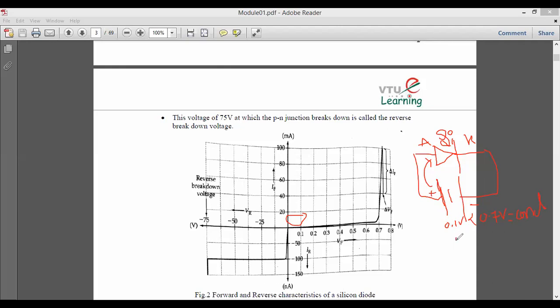If any applied voltage is greater than or equal to 0.7, yes, your diode is still forward biased and it will conduct very properly. We cannot say that the diode will be in a conducting state if it is less than 0.7. So this is how the diode will work.